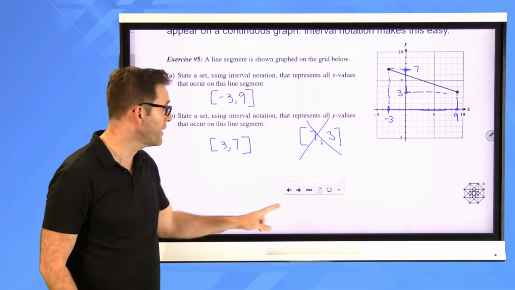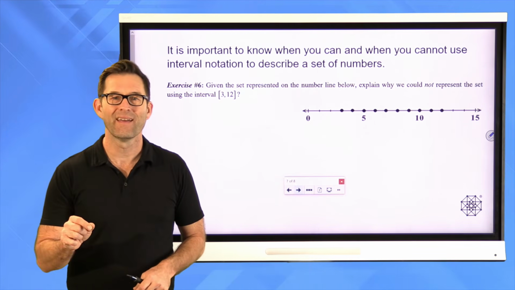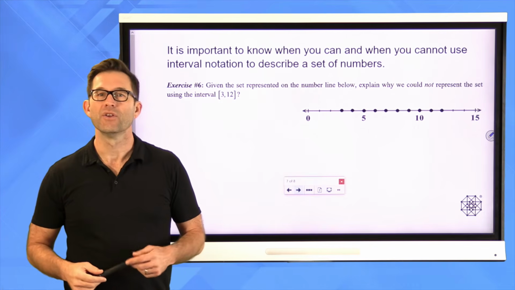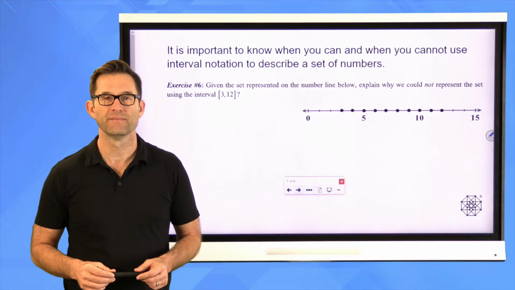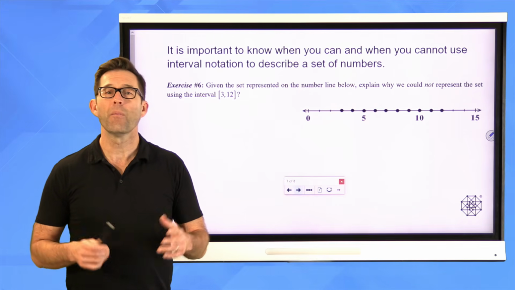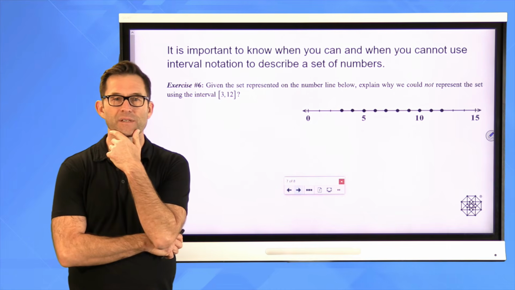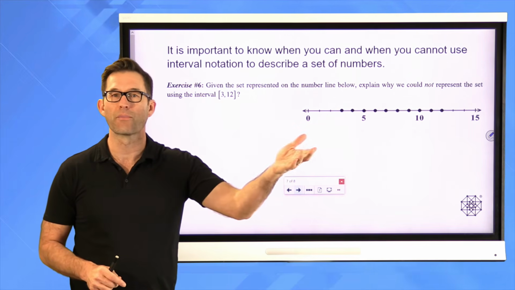All right, let's look at one last consideration. It's important to know when you can and when you cannot use interval notation to describe a set of numbers. So let's take a look at exercise number 6. Given the set represented on the number line below, explain why we could not represent the set using the interval 3, 12, where the 3 and 12 are both included. All right, well, pause the video now and think about this a bit. Why could we not use this interval notation in order to represent the set that way?